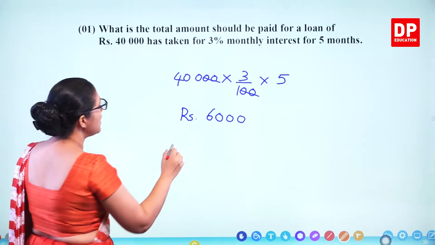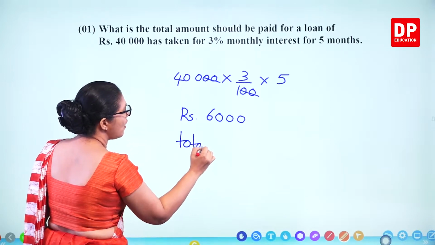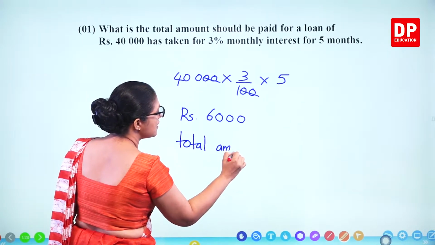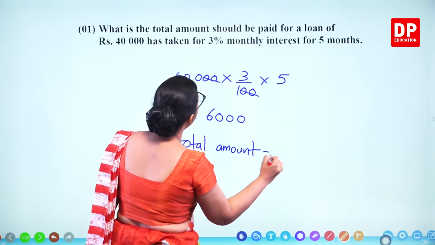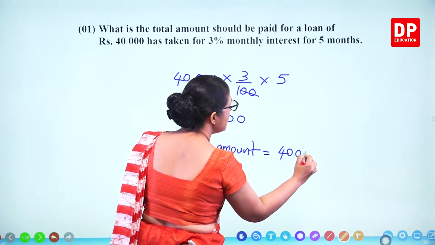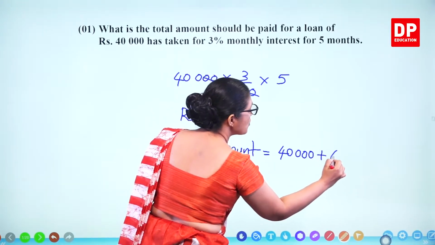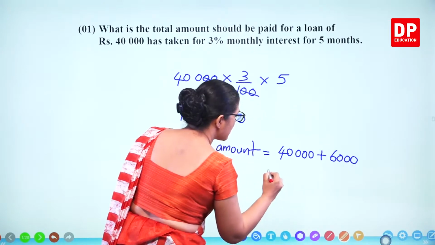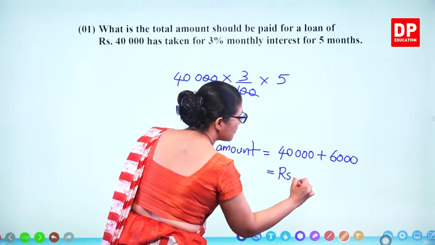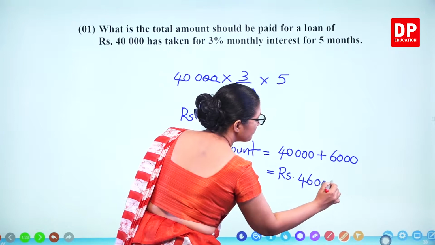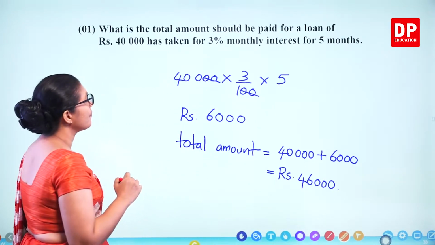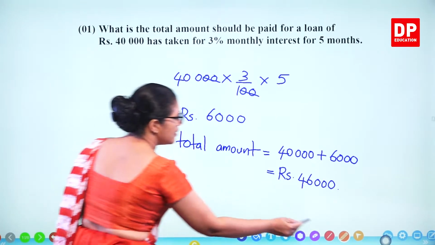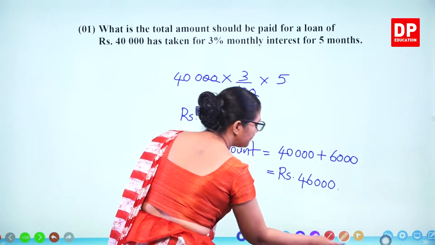So what's the total amount? You have to add that. Total amount is equal to 40,000 plus 6,000. So 46,000 rupees. And you get 2 marks for this.